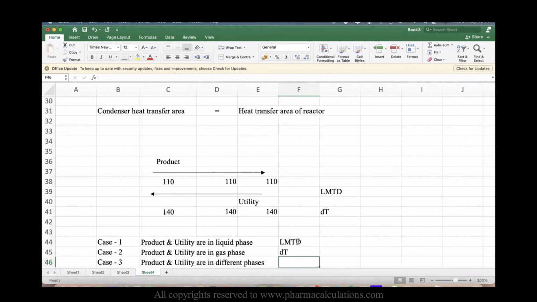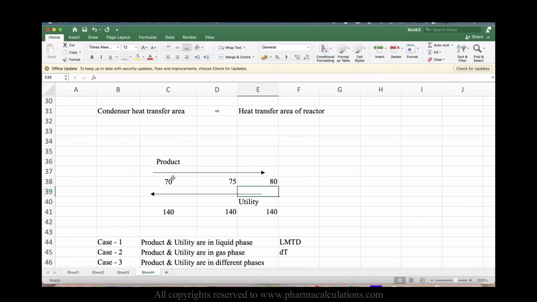And now let's come to the third case, that is the product and utility are in different phases. Here I'll take the product in liquid phase and the utility in gaseous phase. So I'm going to pass water at 70 degrees. Initially it is 70 degrees, at some point of time it is at 75, and at the end it is at 80 degrees. Coming to the utility, I'm going to use steam, and the steam temperature is 140 degrees.